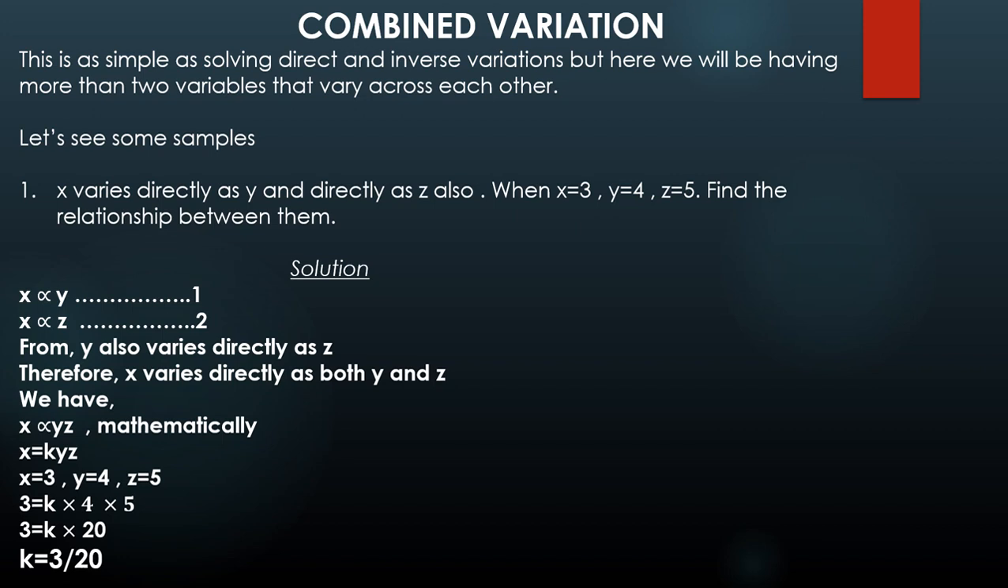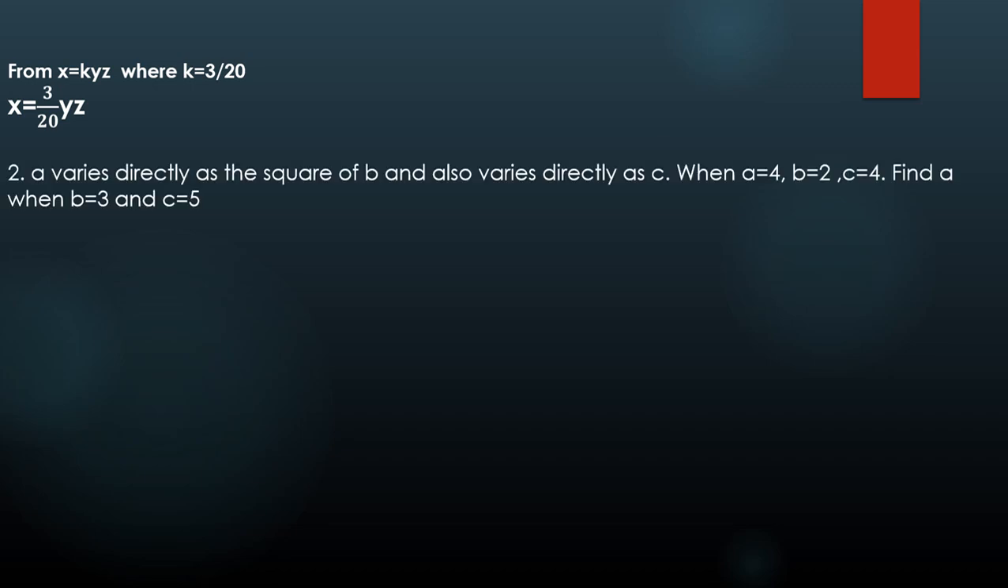So I've gotten k. Here we're asked to find the relationship between them. So I just need to bring out my formula again and insert my k into it, and I'm done. From x equals kyz, where k equals 3 over 20, x equals 3 over 20 yz. And that's my answer. It's as simple as that.